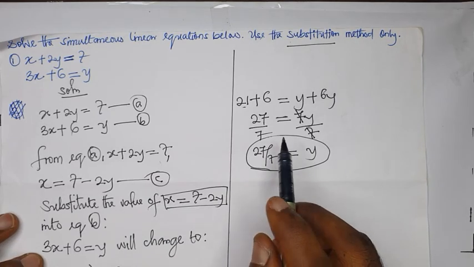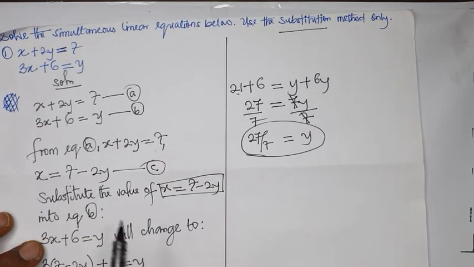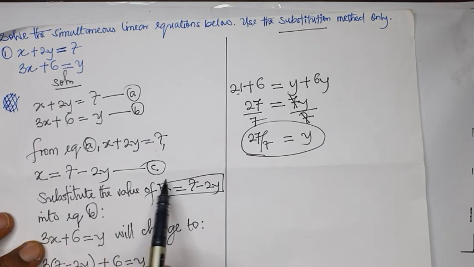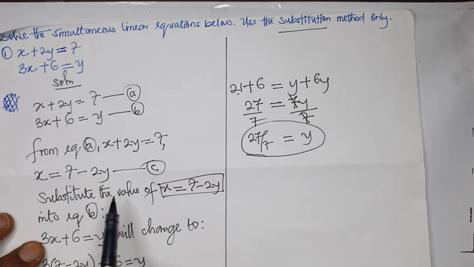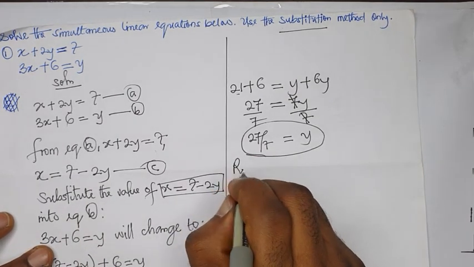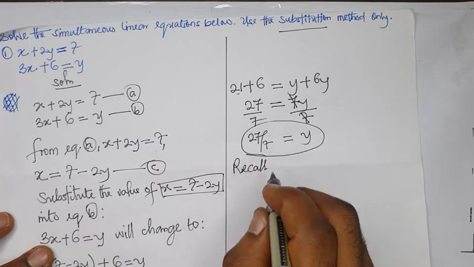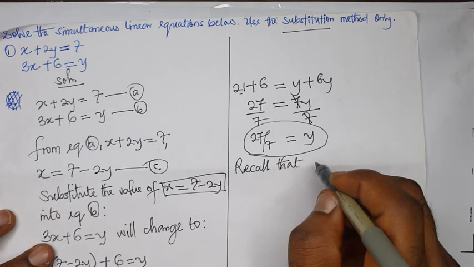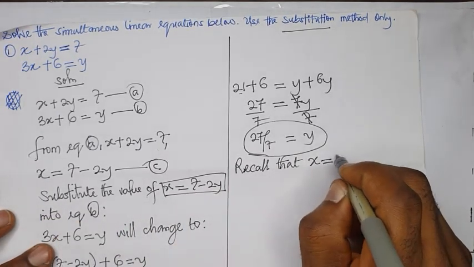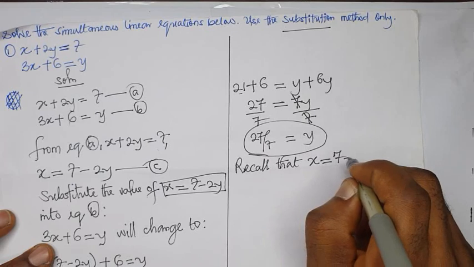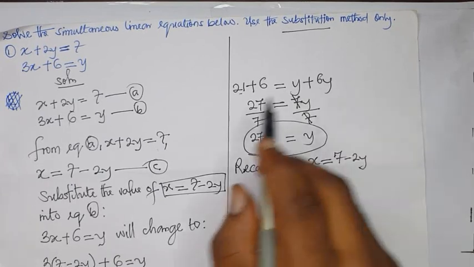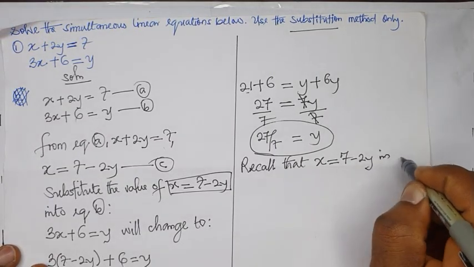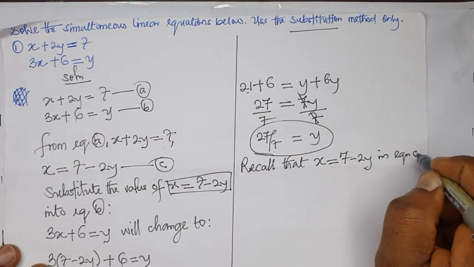But have we found the value of x? Take a look. We haven't. We only found an equation for x. So we are referring back again to that equation for x. Recall that x is equal to 7 minus 2y. We got that from our first equation C. So I'm going to just refer to equation C to let you remember where we got that.